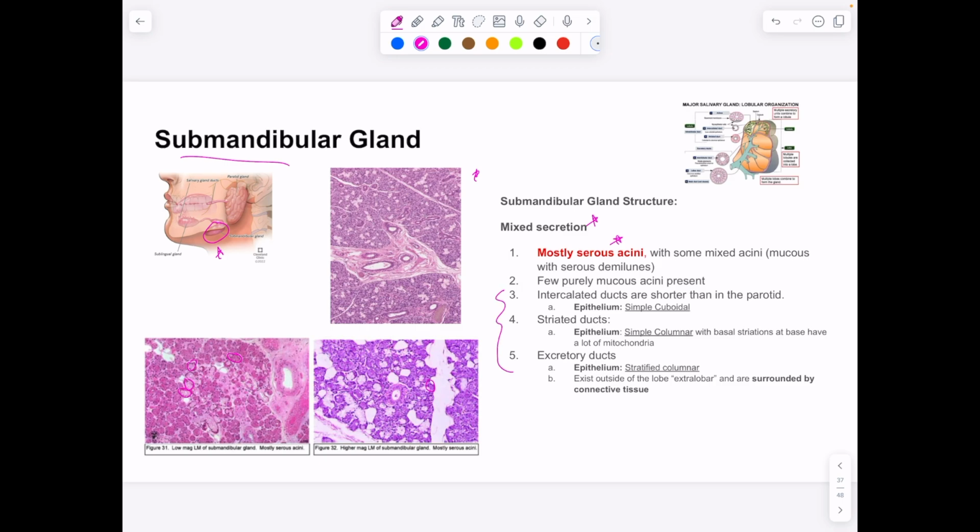Okay, the ducts are the exact same pattern as for the parotid, meaning intercalated, simple cuboidal, striated, simple columnar, and then excretory surrounded by connective tissue, and they're going to be stratified columnar or pseudostratified columnar.